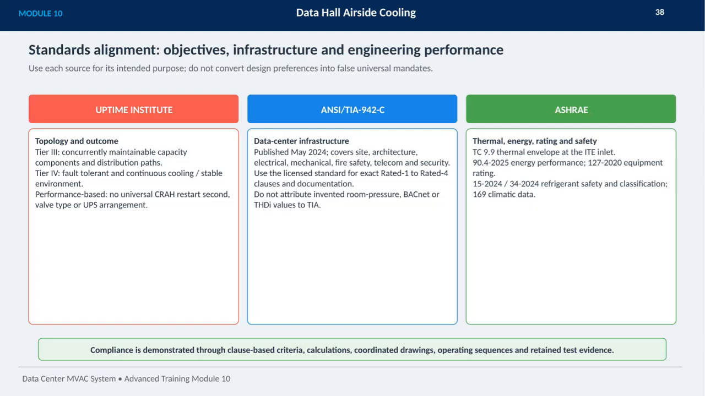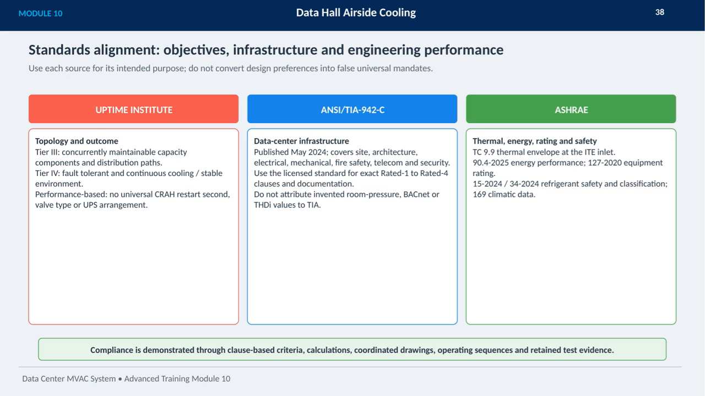This slide focuses on the standards alignment for Data Hall Airside Cooling, highlighting objectives, infrastructure, and engineering performance. It's crucial to use each standard for its intended purpose and avoid turning design preferences into universal rules. Starting with the Uptime Institute, it defines Tier 3 and Tier 4 topologies, emphasizing concurrently maintainable components and fault-tolerant, continuous cooling environments. This is performance-based, so there's no universal mandate on specific equipment restart times or UPS configurations.